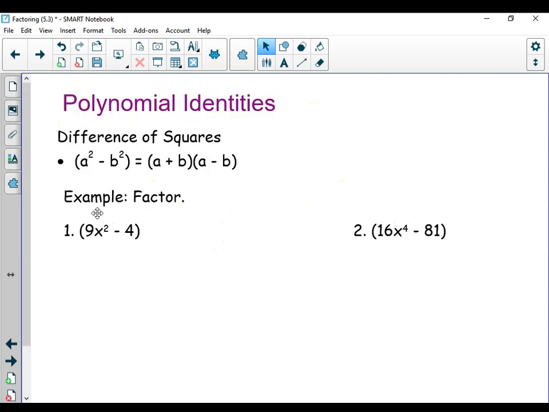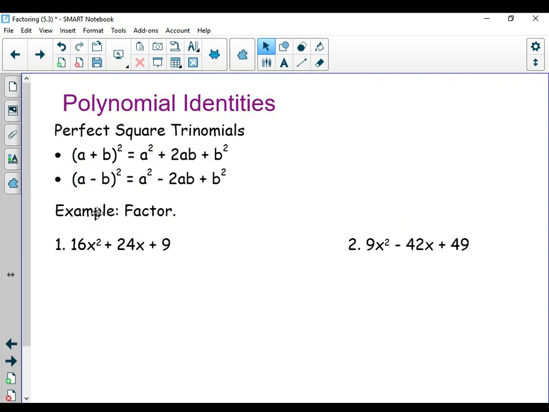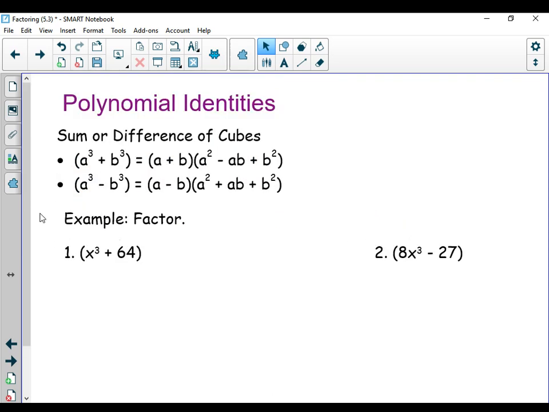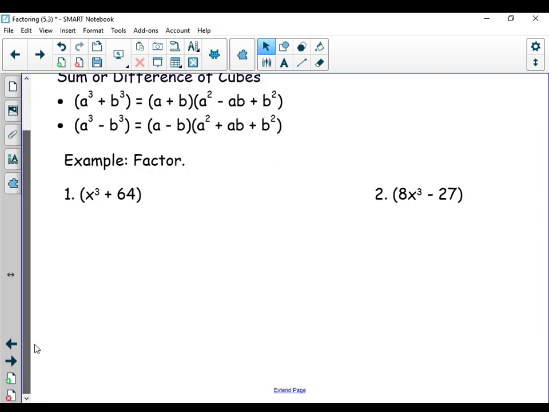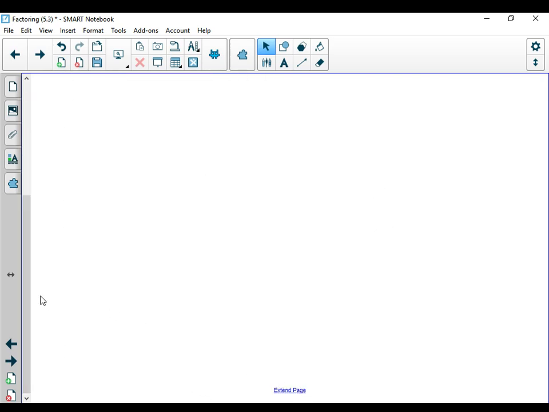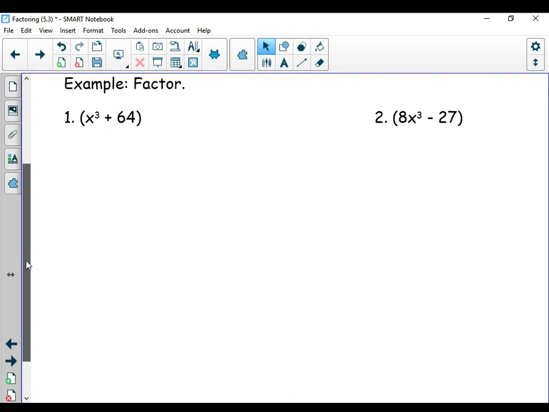Okay, so let's look at, we don't need to do those. Let's look at our first example. X cubed plus 64. Okay.